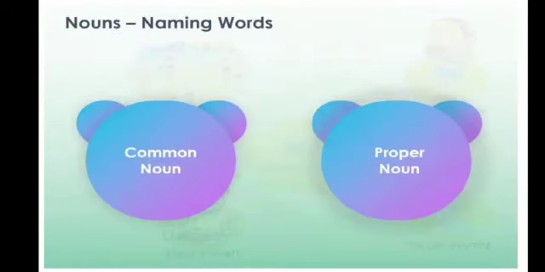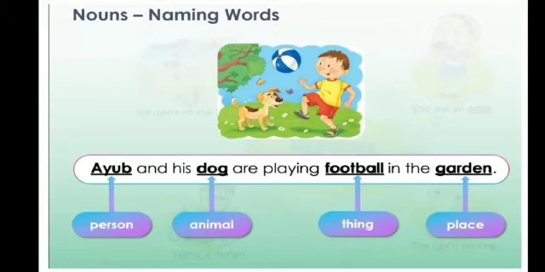Let us learn about two types of nouns, common noun and proper noun. For example, Ayub and his dog are playing football in the garden. Here, Ayub is the name of a person, dog is the name of an animal, garden is the name of a place, football is the name of a thing.